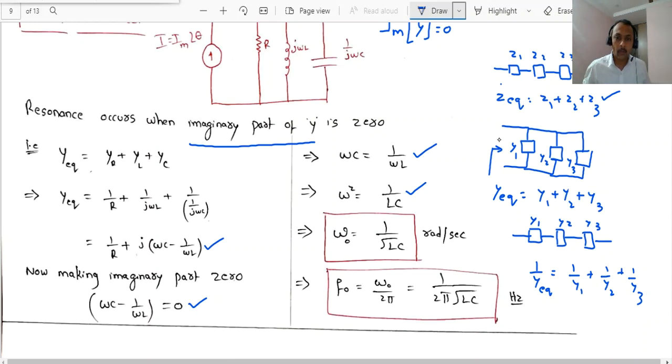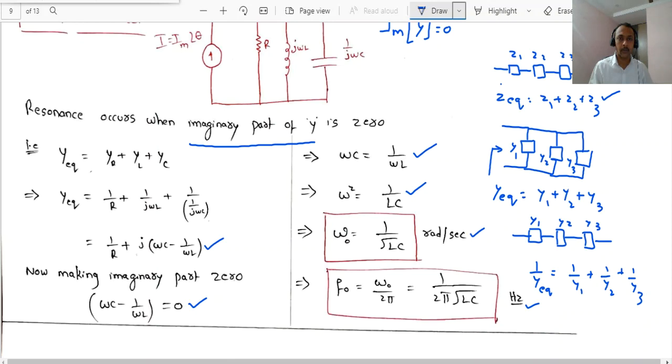And also we know that omega naught equals 2 pi f. Therefore f naught equals omega naught by 2 pi, which gives 1 by 2 pi root LC. Very important. The units are hertz. For omega naught, the units are radians per second. Clear?